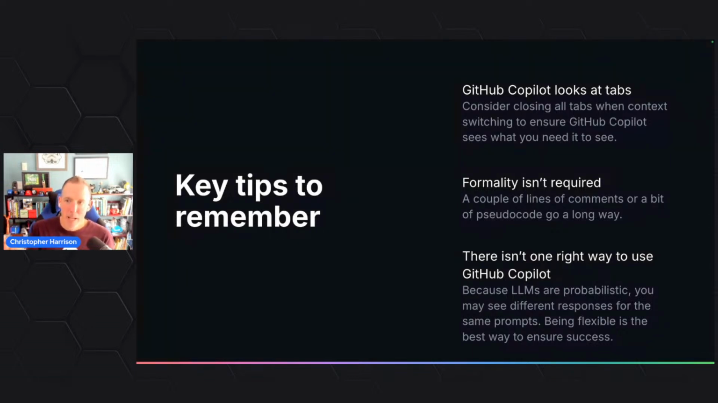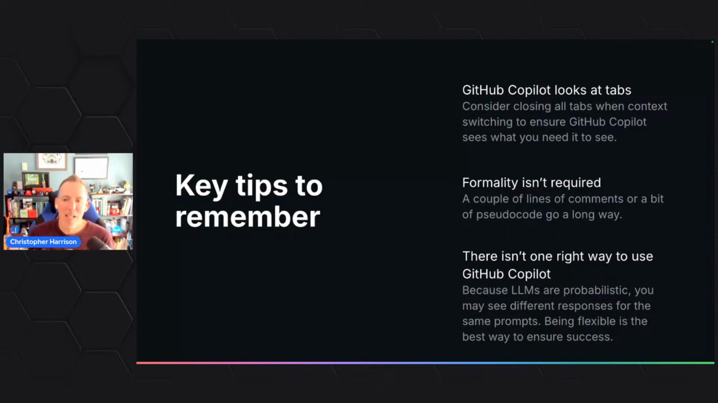A couple of other last quick tips. Again, Copilot's going to look at the tabs when you're using code completion. Formality is not required. So we had that slide up where you had like 10 lines of code at the very top. Formality isn't required. A couple, 3 lines of comments up at the very top are going to go a long way to helping to improve the quality of suggestion.